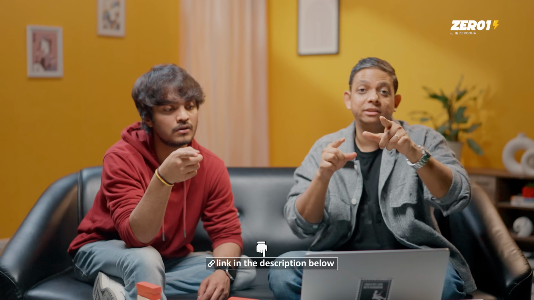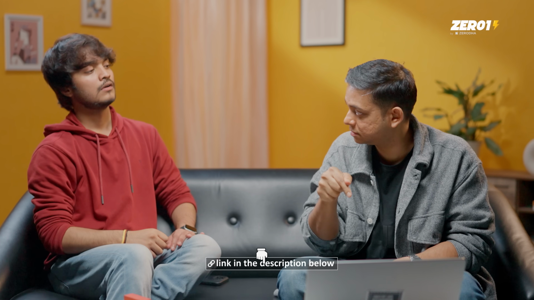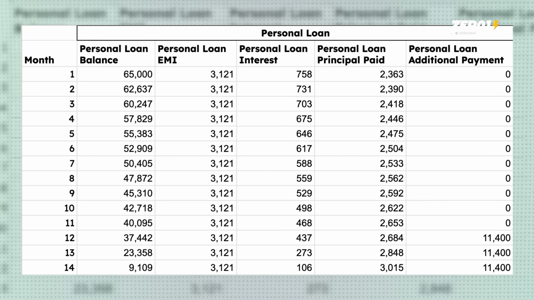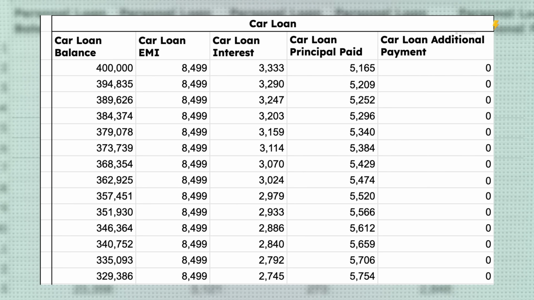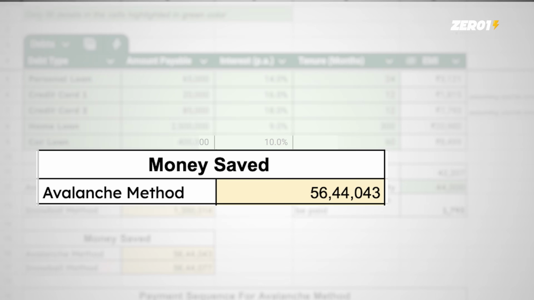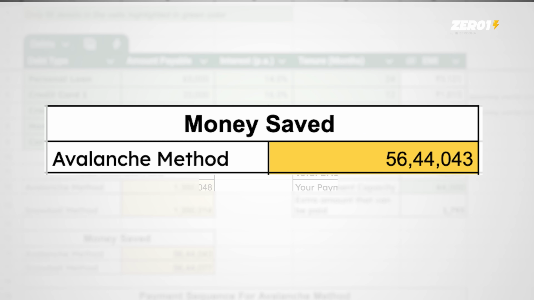Yeah. And you guys can actually fill your details here to figure this out. So now, according to this sheet, we have all your debt over here. And if you do this extra payment every single month, then you will save. Nice. So this is one way to do it.